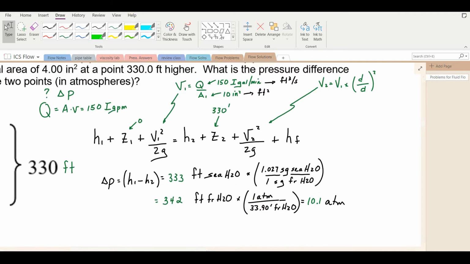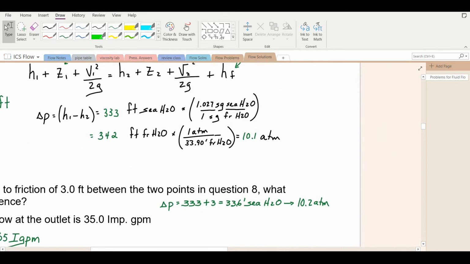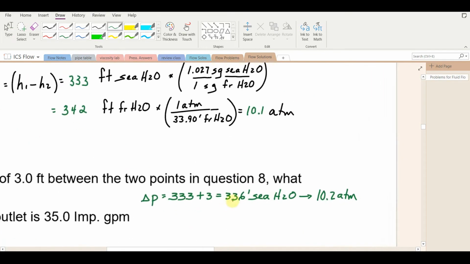So now if the head loss due to friction was 3 feet, you recalculate and you'll find out that the difference in pressure is now 336 feet of seawater. Convert that to feet of fresh water and then to atmospheres, and now it's 10.2 atmospheres instead of 10.1.